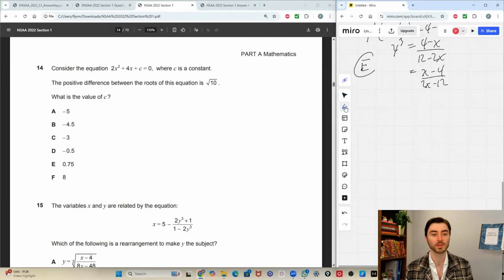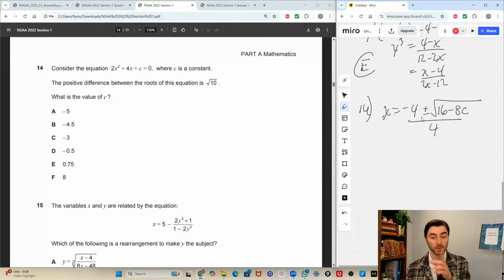Positive difference between the roots. Okay, I know how to do this one. So the positive difference between the roots comes from doing the quadratic equation. So you're going to get x is equal to minus b plus or minus square root of b squared minus 4ac all over 2a. So the difference between the roots is due to that. So it's going to be twice, and I'll explain this more later. So that's the difference in the roots, which is 10.